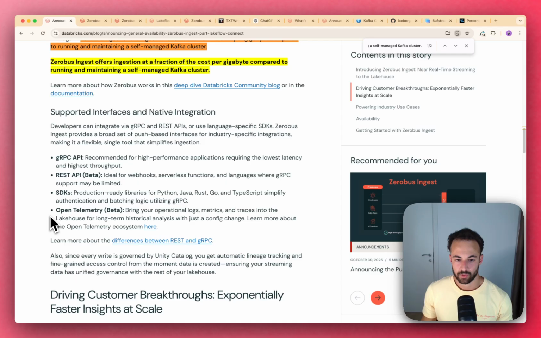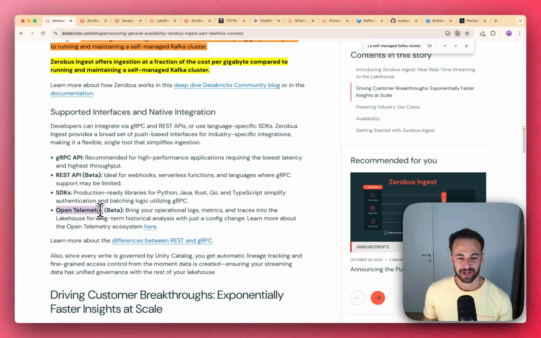And we have, so wait, the SDKs are using gRPC, it's just a wrapper on top of gRPC for those languages, that's cool. We have open telemetry. Bring your operational logs, metrics, and traces into the Lakehouse for long-term historical analysis with just a config change. Learn more about the open telemetry ecosystem here.